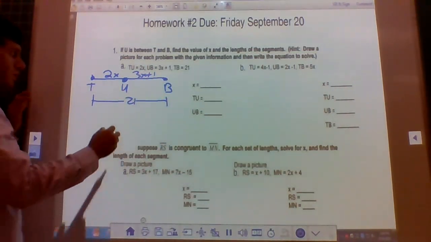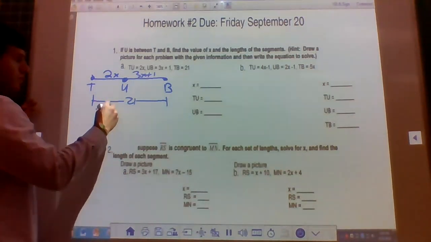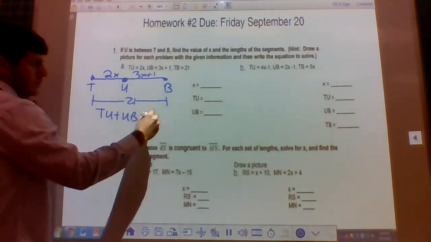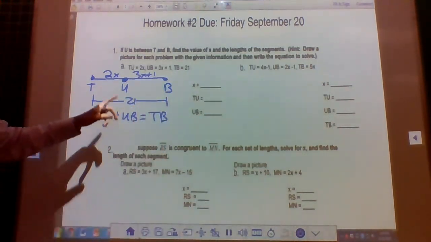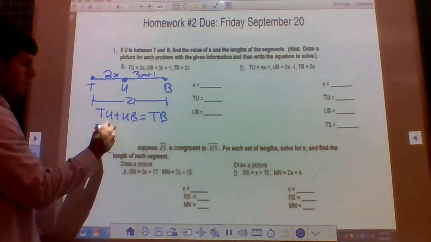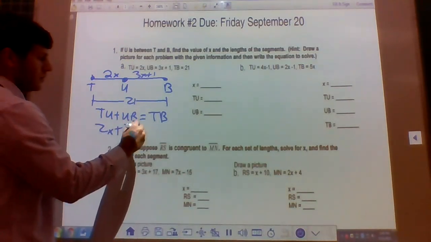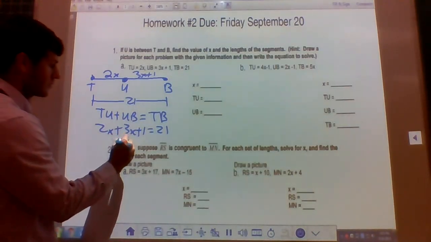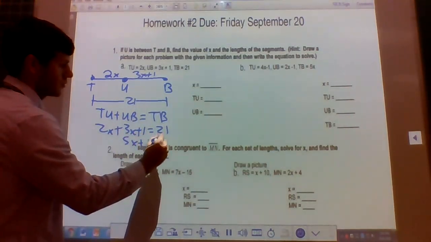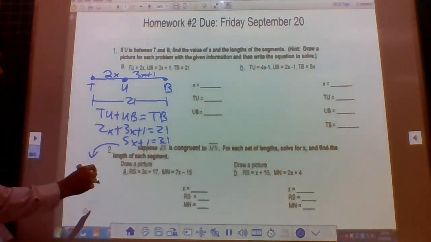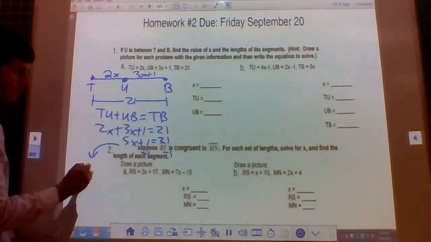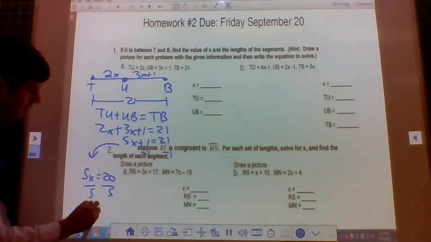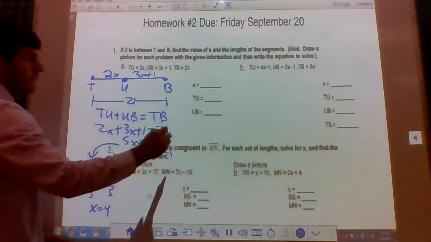So our equation is going to be TU plus UB equals TB. So we have 2x plus 3x plus 1 equals 21. Combine like terms, we get 5x plus 1 equals 21. Okay, subtract 1 from both sides. We're going to get 5x equals 20. Divide by 5, and we get x equals 4.